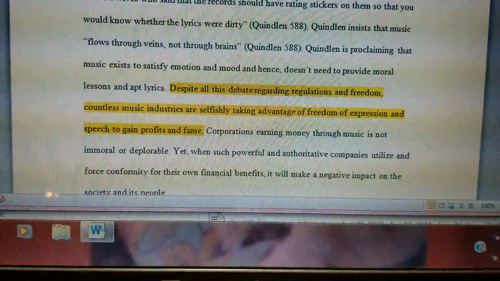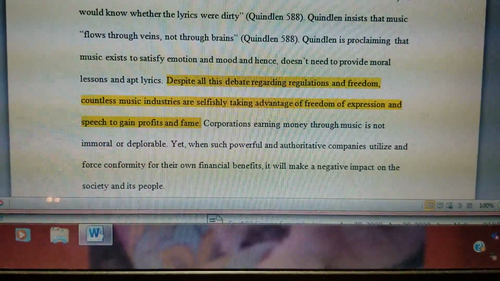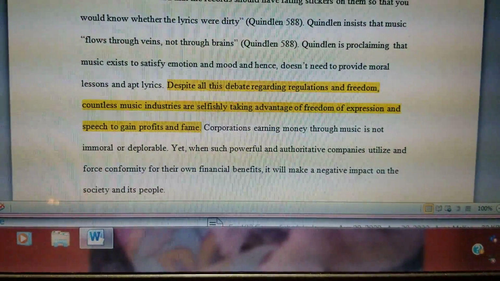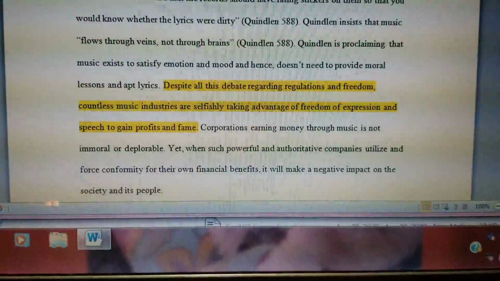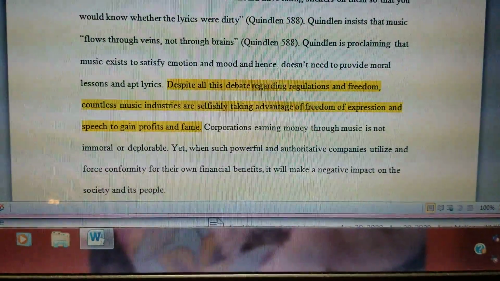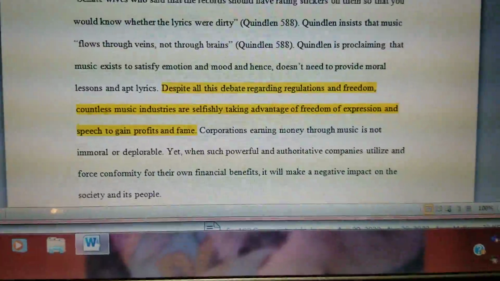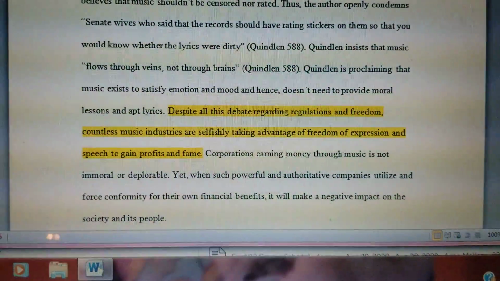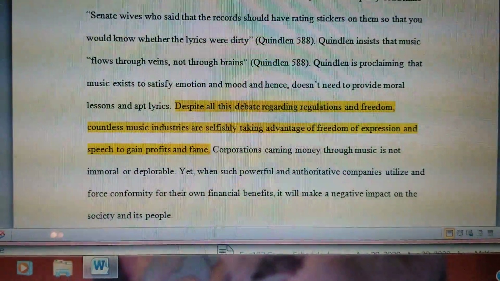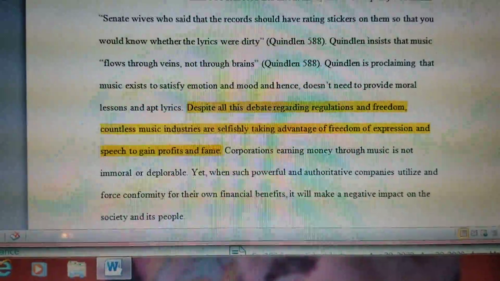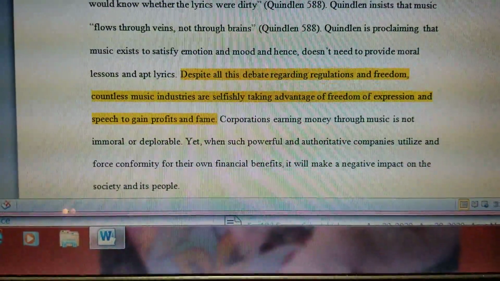Despite all this debate regarding regulations and freedom, countless music industries are selfishly taking advantage of freedom of expression and speech to gain profits and fame. So notice that she shows that there are two opposing viewpoints, but they are a debate. In other words, she's fairly showing that both sides have valid points.